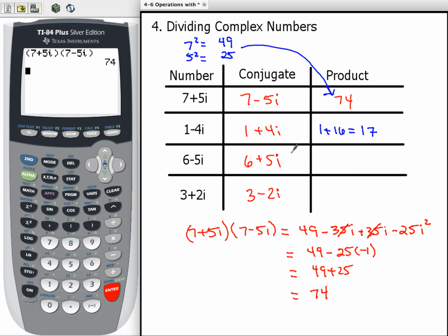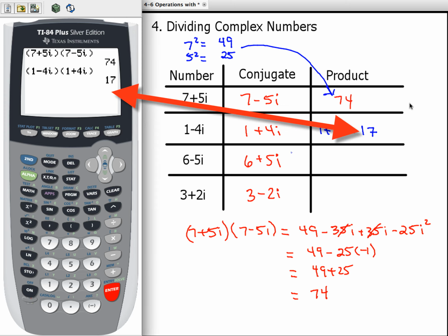Let's check that out and verify that on our graphing calculator. Ooh, check that out. Holy cow, it is. That is wild. So now let's take a look at the next one.